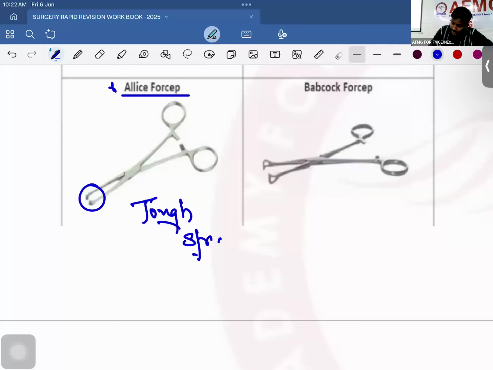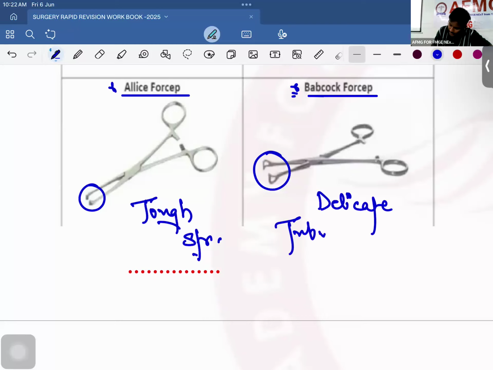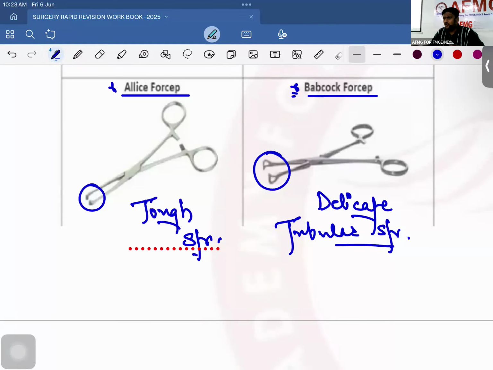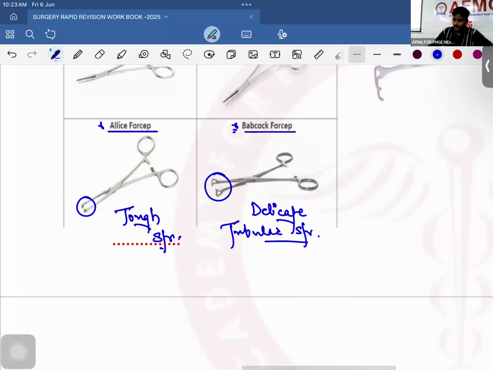Whereas if I talk about this forceps, that is Babcock's forceps. Babcock forceps, you can see the ends are curved, beta, with fenestrations in them. And this curved forceps known as Babcock's forceps, it is used to hold which kind of structures? It is generally used to hold delicate tubular structures, right? Tubular structures like bowel, fallopian tube, ureters, common bile duct, these kinds of structures. Whatever is tubular and delicate, beta, to hold them we are going to use Babcock's forceps. Important, has come earlier. Understood?